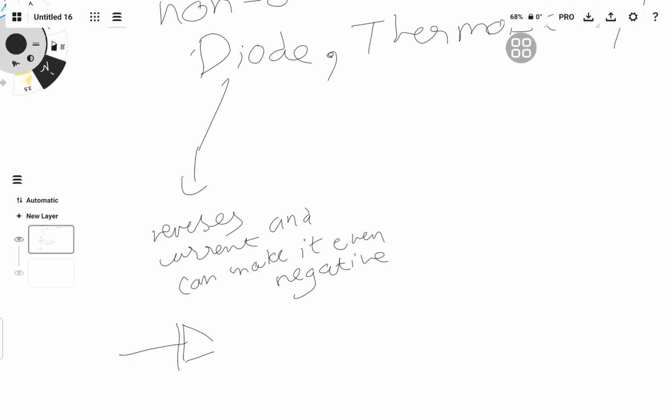I don't know if it's like, I think it's like this. I'm kind of confusing this with CS logic gates, but yeah.